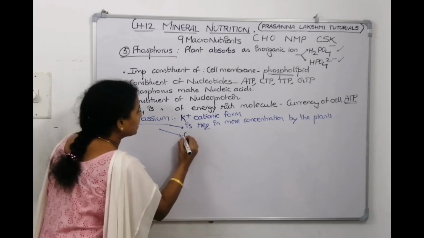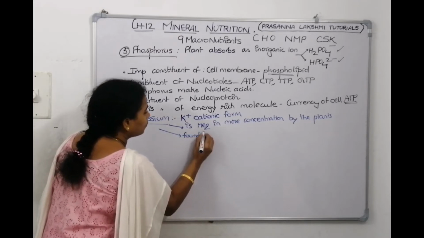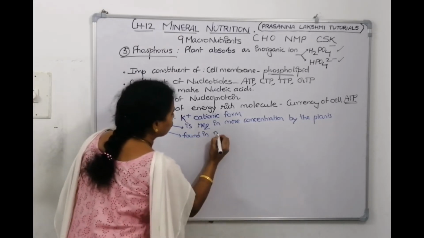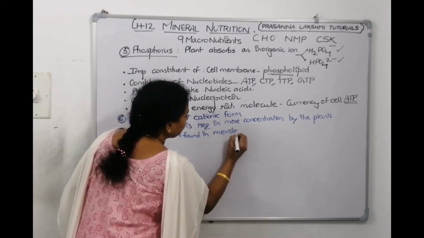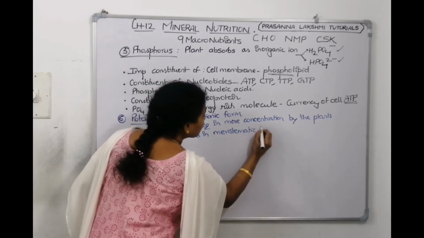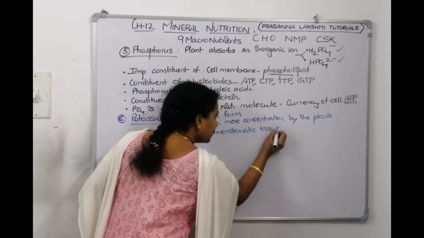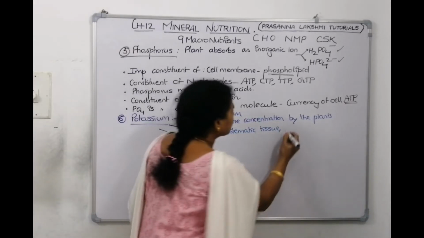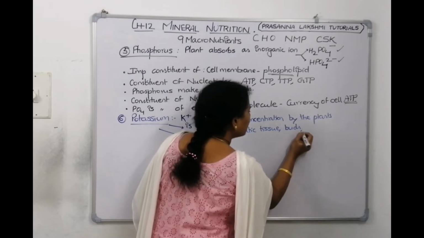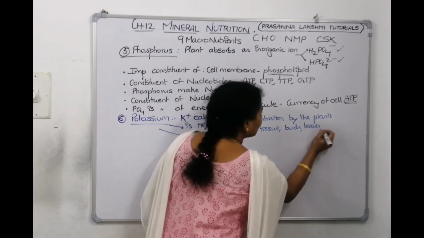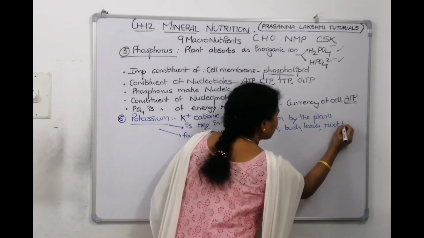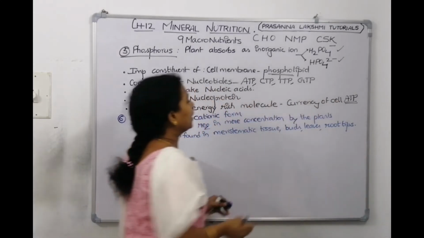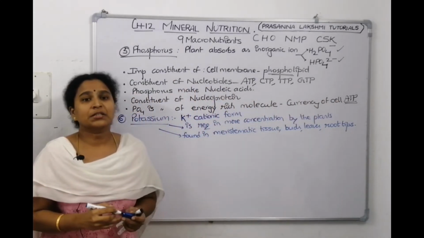Where do we find K plus? K plus is found in meristematic tissue. What did I tell about meristematic tissue? Actively dividing tissue. Here it is found. It is also found in the buds. Then I told leaves. And then in the root tips also K plus is found.